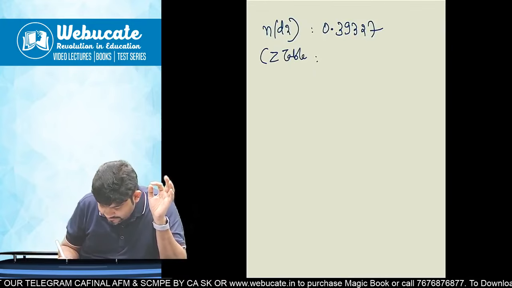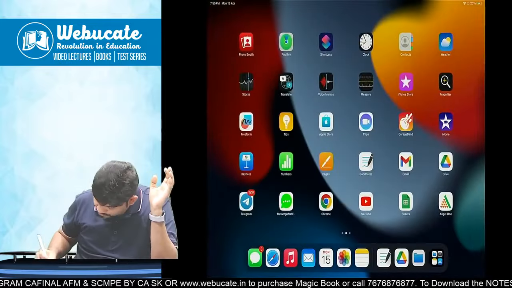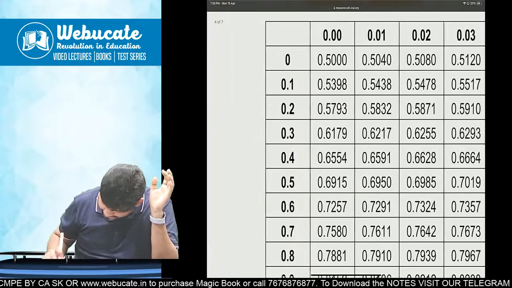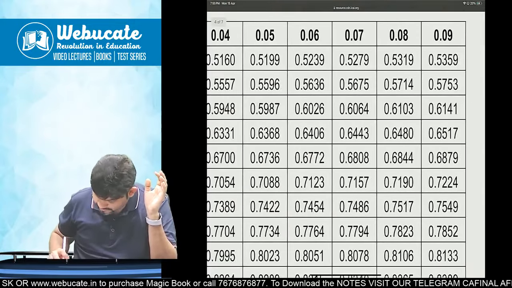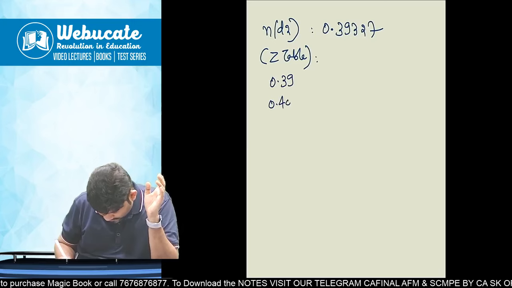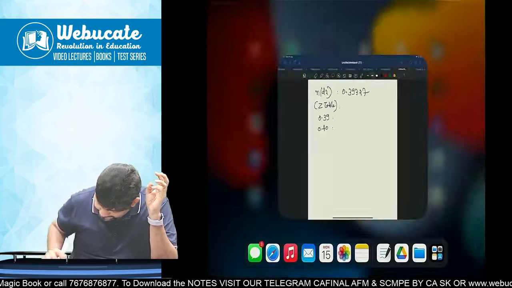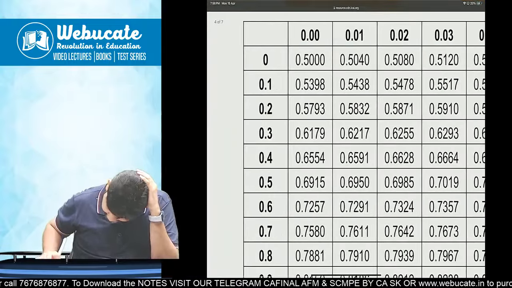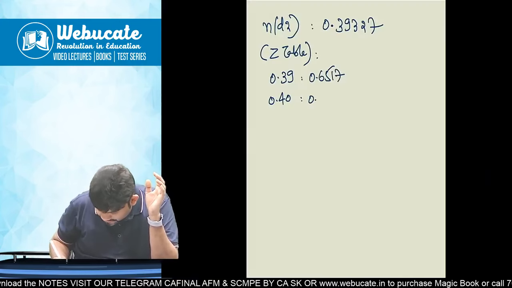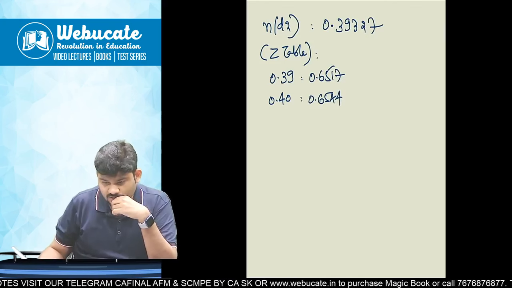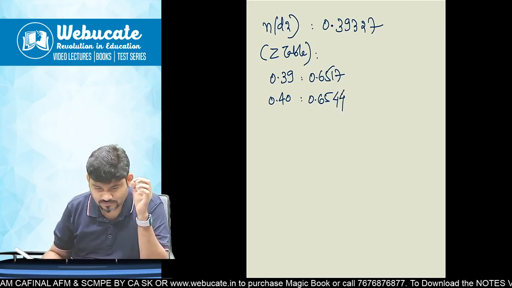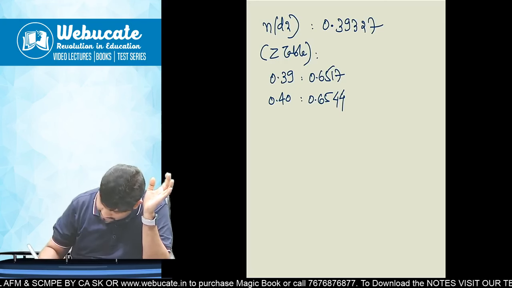Z table. Again, you will have just 0.39 and 0.40. For 0.39 it is 0.6517 and for 0.40 it is 0.6554. So 0.6517, point 40. What is 0.39? 0.6554, 0.6517. Sure. Let's solve this in the same way.